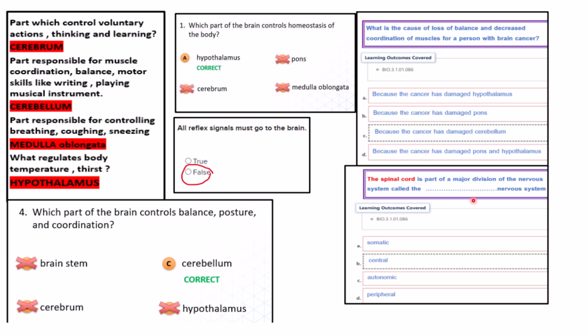Then, the spinal cord is a part of the major division of the nervous system called which nervous system? The spinal cord belongs to the central nervous system, so you choose that one.